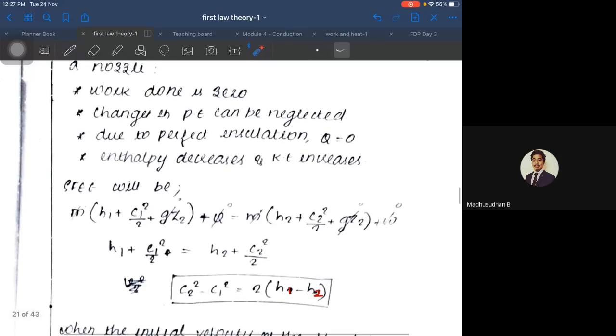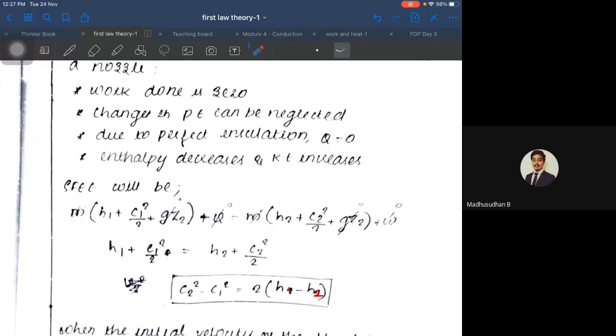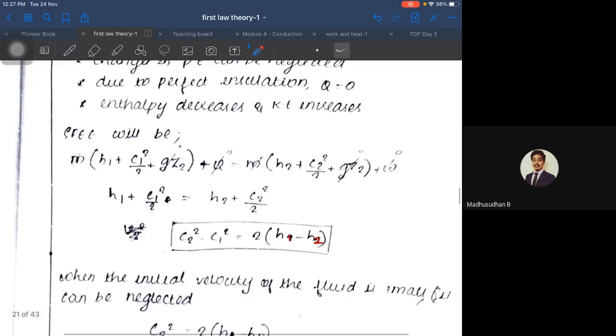Enthalpy decreases and kinetic energy increases in the nozzle. So if you apply the steady flow energy equation, what all will go zero is g into Z1, and m dot 1 will be equal to m dot 2, because there is no change in the mass, and Q and W will go. The remaining aspects are H1 plus C1 square by 2 on the LHS, H2 plus C2 square by 2 on the RHS. So you can form this expression, which is the application of SFEE for the nozzle.